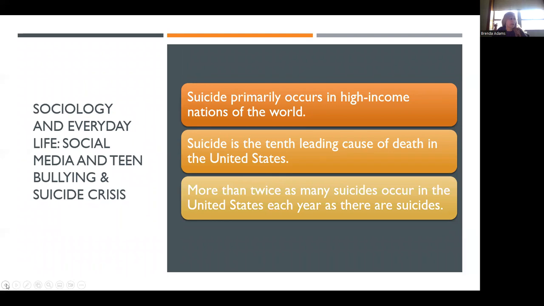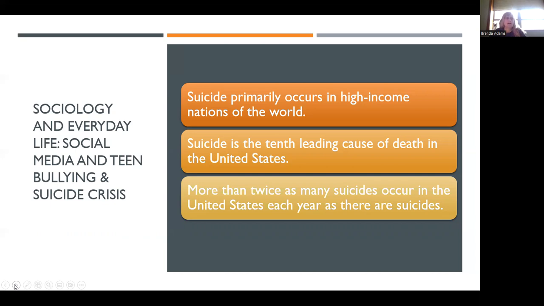So in the book, one of the studies that was used in there was a study over social media and teen bullying and suicide crisis. So these are just a few of the questions that they had. Suicide primarily occurs in high income nations of the world. That is false. Suicide occurs everywhere.